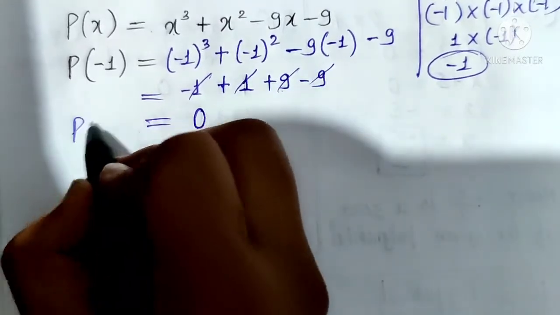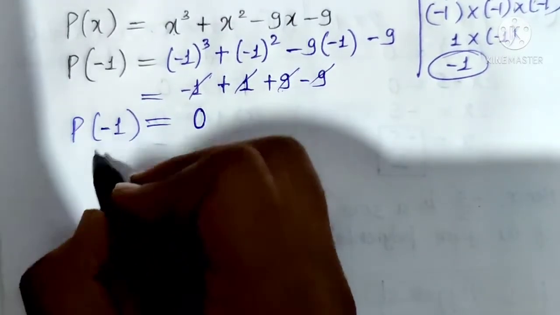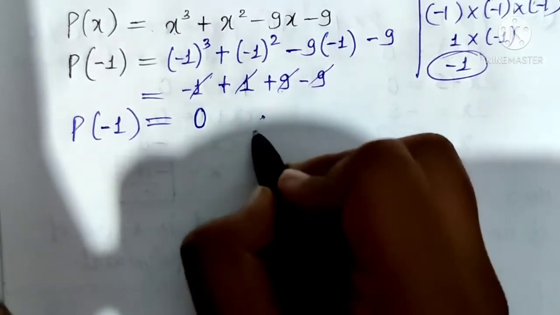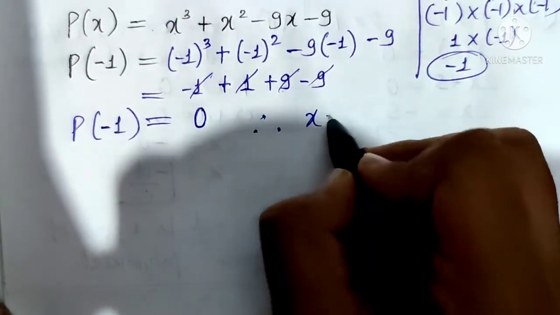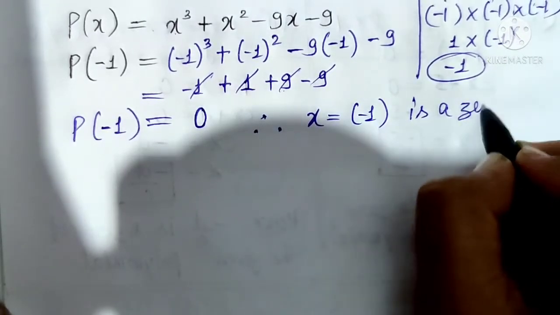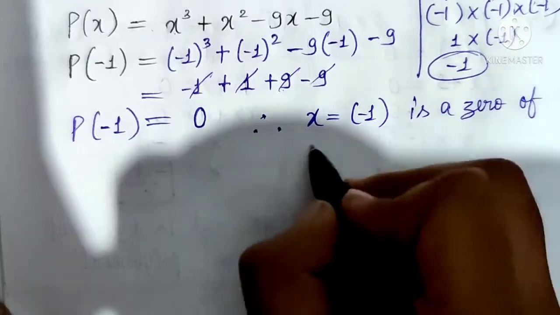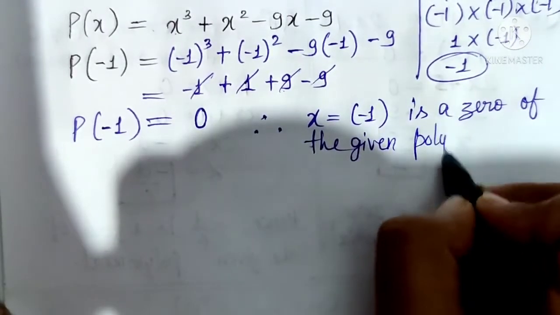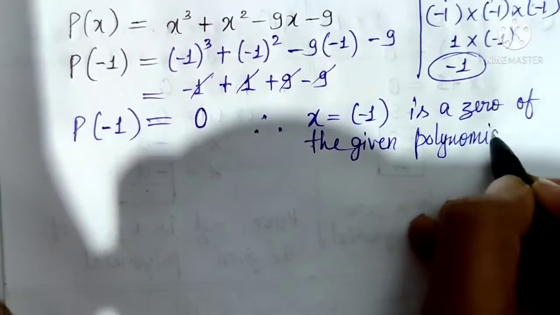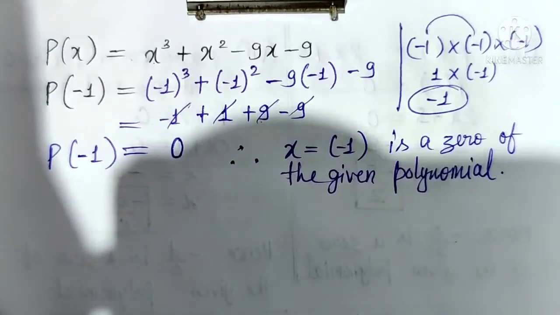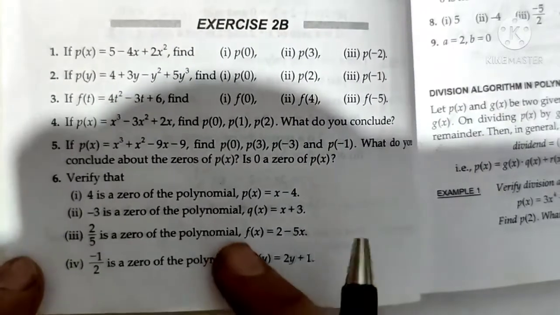So it means if we put minus 1 in place of x, that also comes equal to 0. So we can say, therefore, x = minus 1 is a zero of the given polynomial. Okay, so in this way we have done question number 5 of the R.S. Agarwal book. Now question number 6 you can try by yourself.